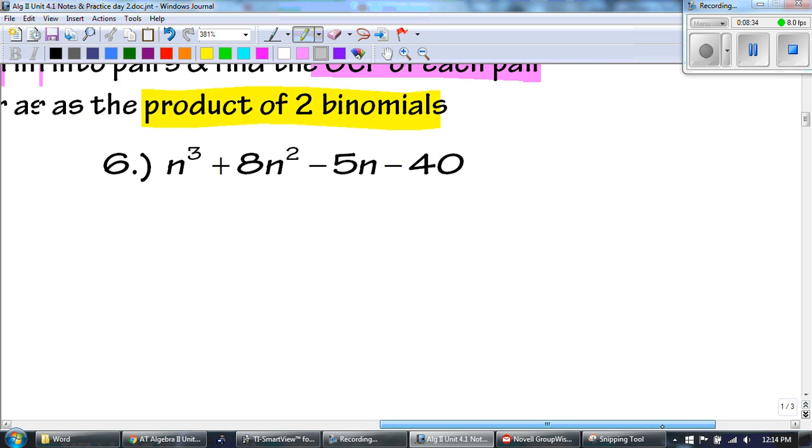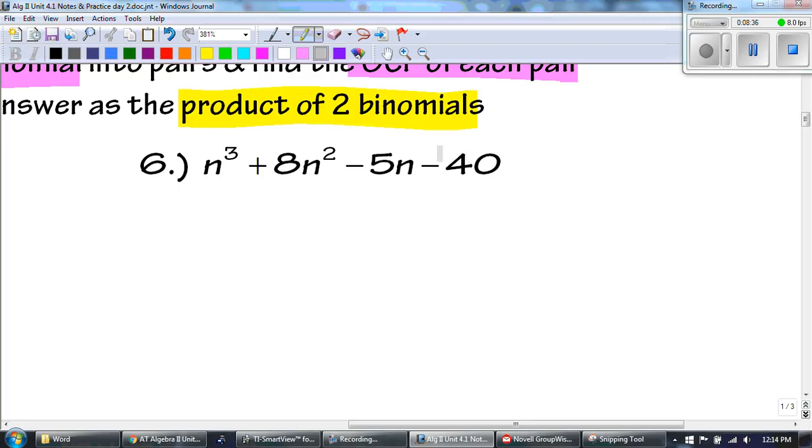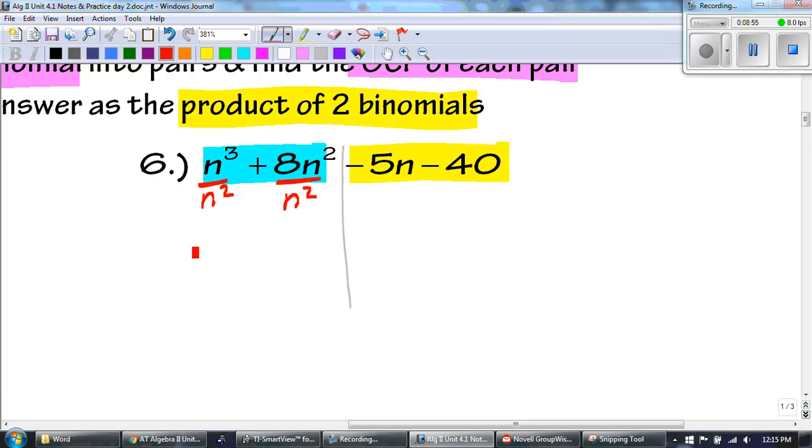All right, let's try another one. So the first thing is we check all 4. Can I take a GCF of all 4 of those? And I can't. So we're going to have a blue group and a yellow group. Now in the blue group, I can take out an n squared. So the n squared comes out front, and we're left with n plus 8.